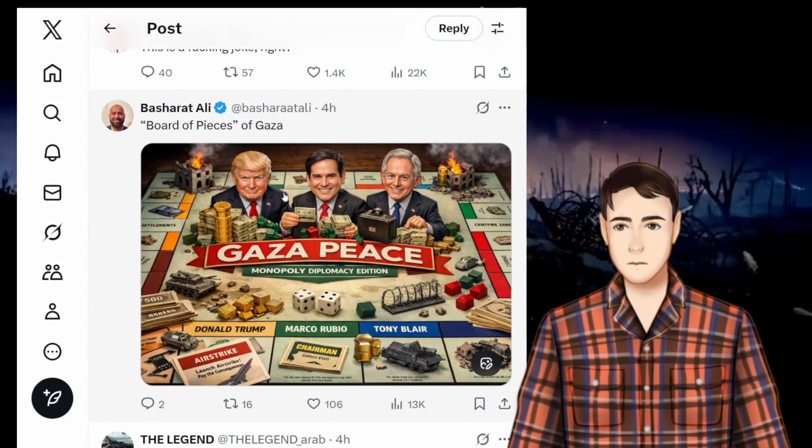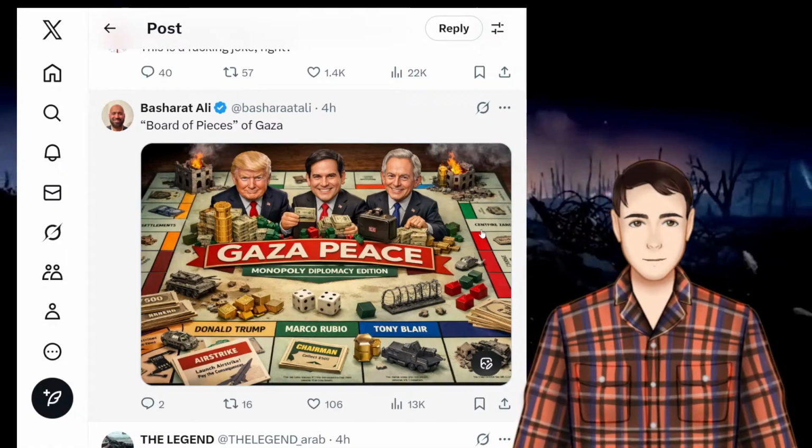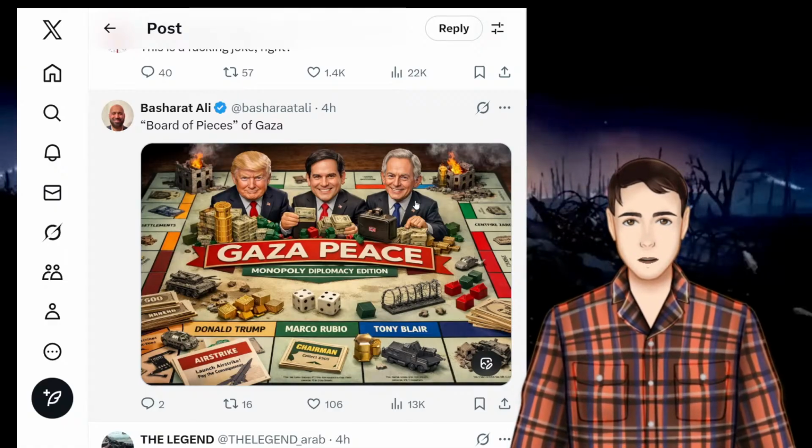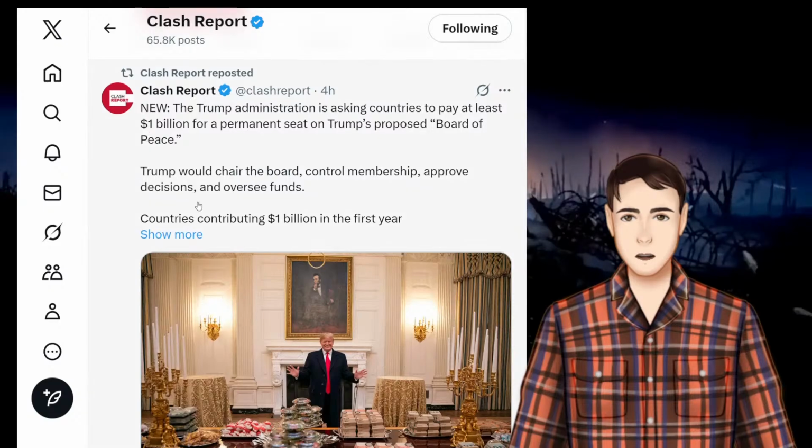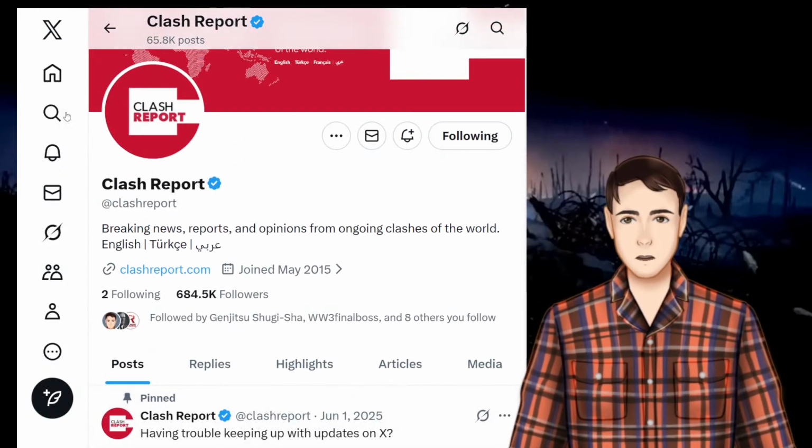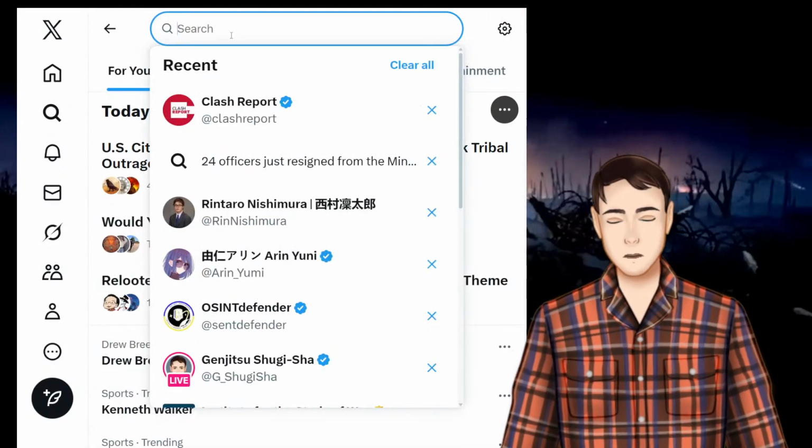Gaza Peace. Board of Peace. Ceasefire zone, settlements, yada yada. I can imagine what the emojis on that are. I don't know. Does OSINT Defender have anything?